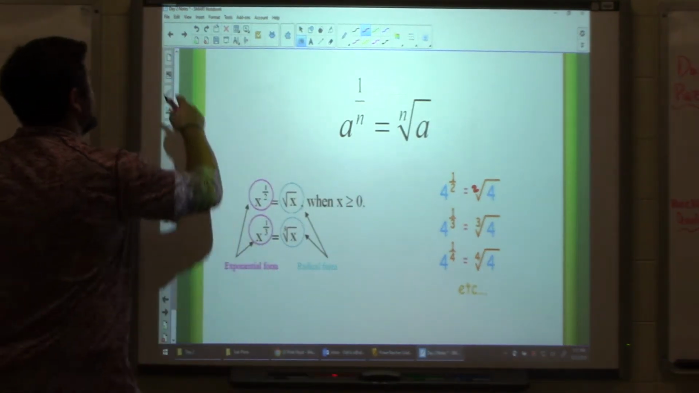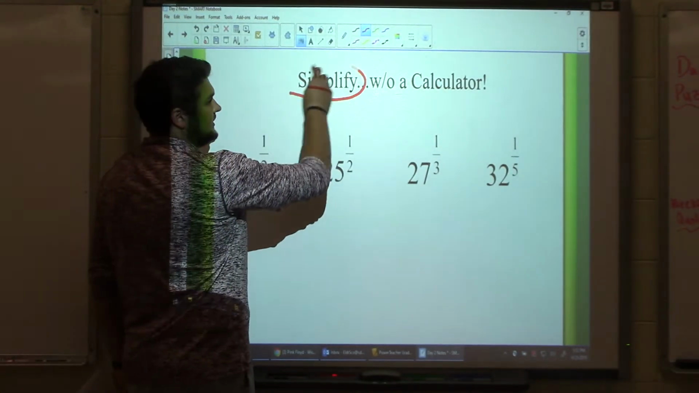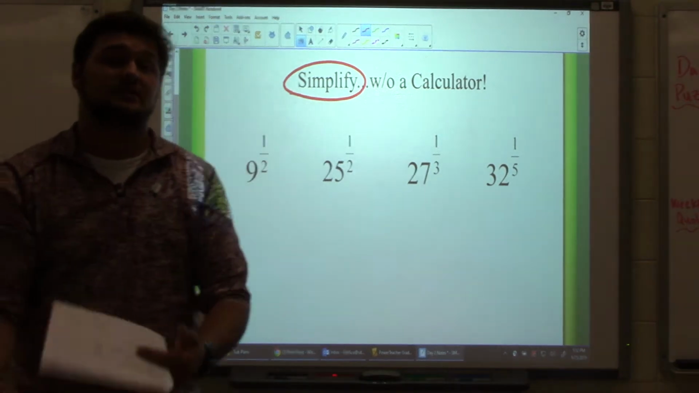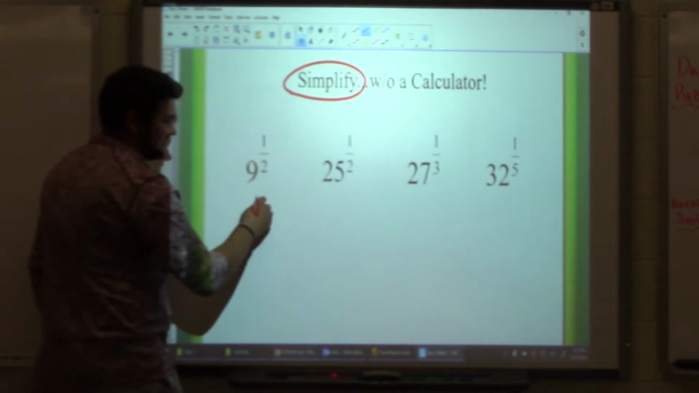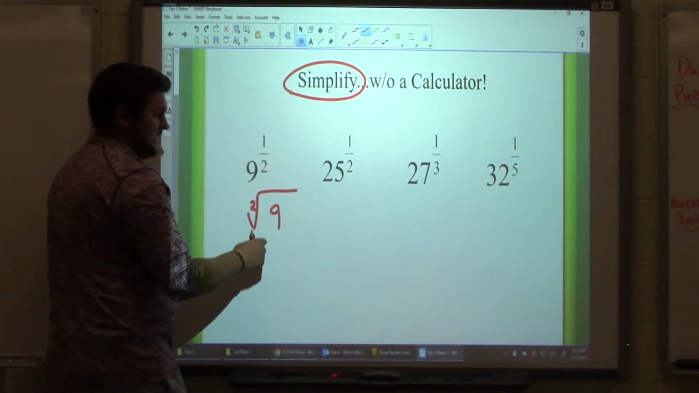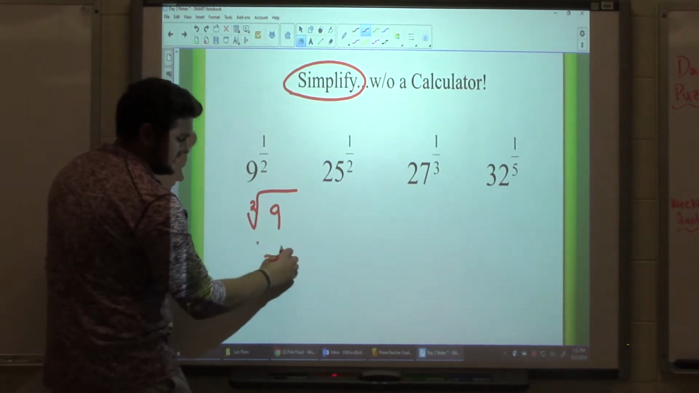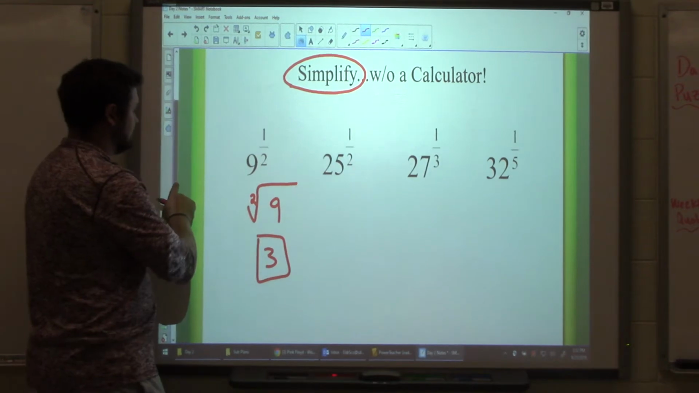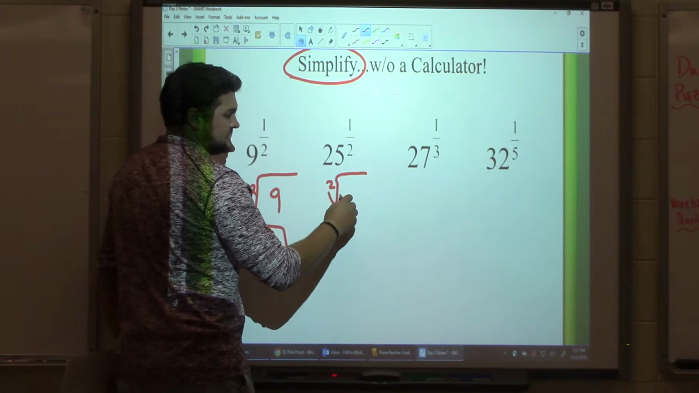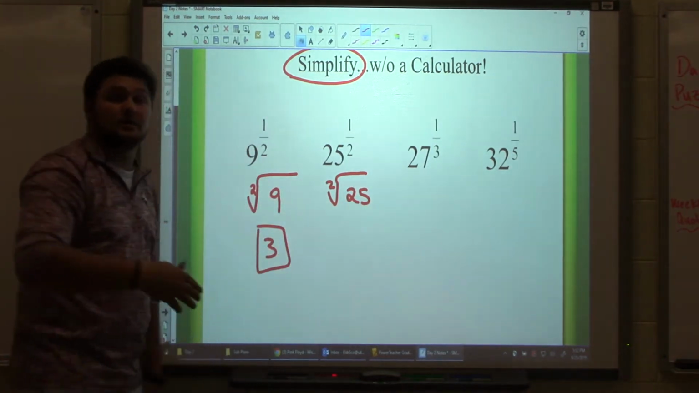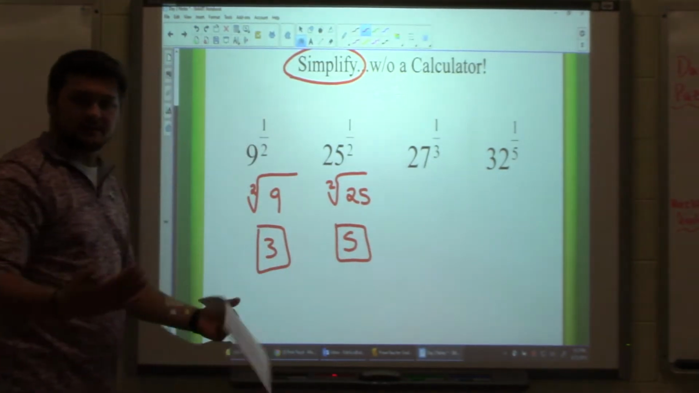Pretty simple. So if we look at simplifying some of these without a calculator, notice it says simplify. So first thing we're going to do is change them to radicals, and then we're going to simplify. 9 to the 1/2 power becomes the square root of 9, right? This 2 down here determines what root it's going to be. Well, we all know the square root of 9 is 3. 25 to the 1/2 power, same thing. This 2 determines the root. It's the second root of 25, or the square root of 25. Well, we all know the square root of 25 is 5.